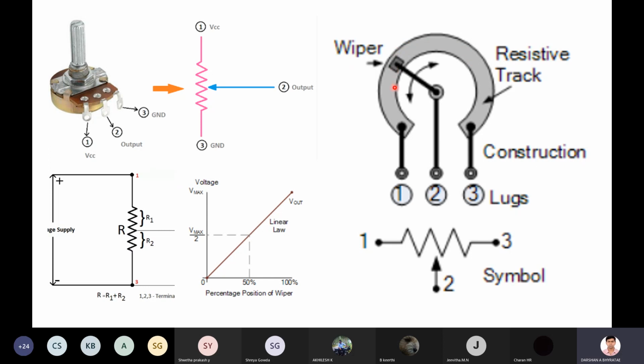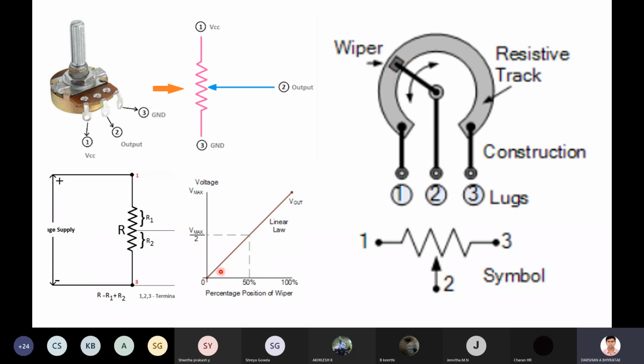If I rotate my wiper from minimum to maximum, what happens? The voltage keeps on increasing. Whenever the voltage increases, obviously the current also increases. So this is what we call a linear law. Here, the percentage position of your wiper, if I keep varying from minimum to maximum or maximum to minimum, based on that it is going to generate my electrical signal.